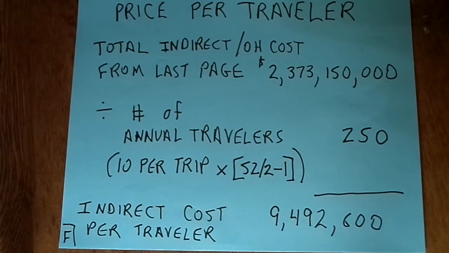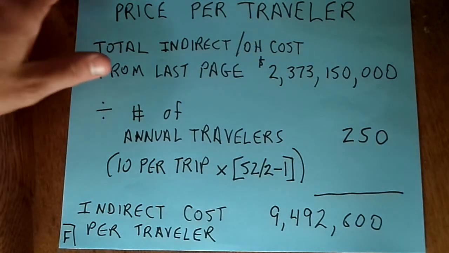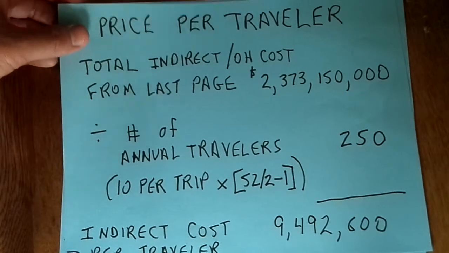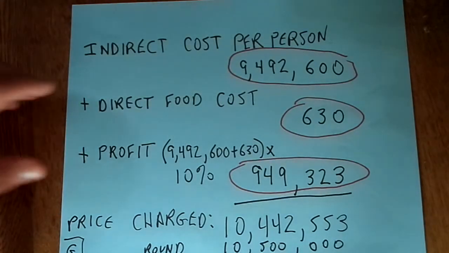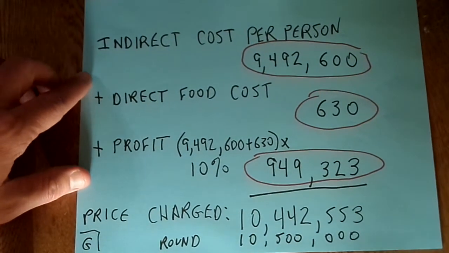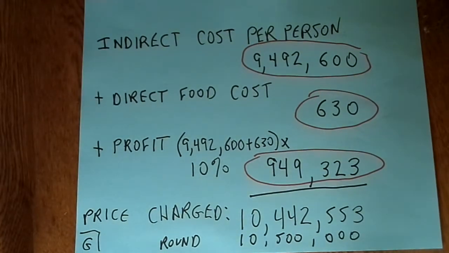So I divided, you could look at it as spread, the cost or the indirect cost for everybody by the number of travelers. And I came up with an indirect cost per traveler of $9,492,600. Yes, this is a very realistic price for how much it might cost somebody to go in space. But again, still we're at the cost, we're not at the price. So after the indirect cost per person of $9,492,600, I added in the direct food cost.